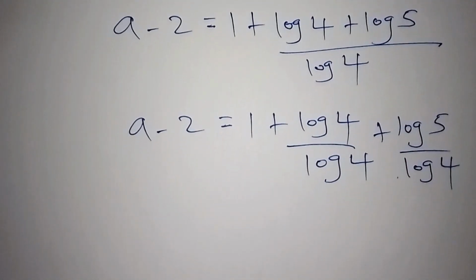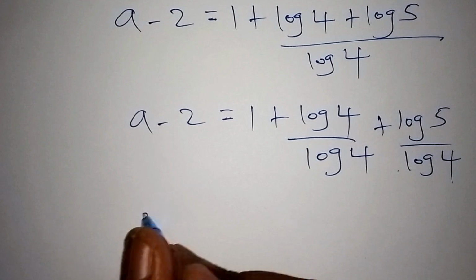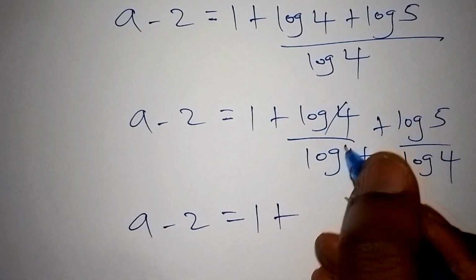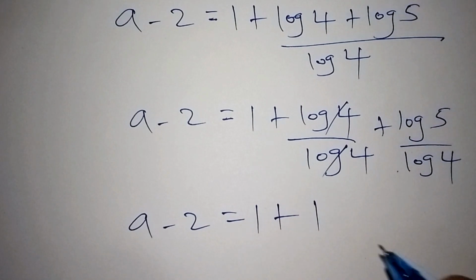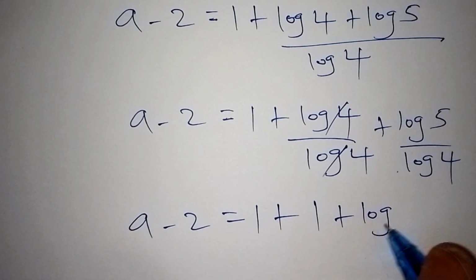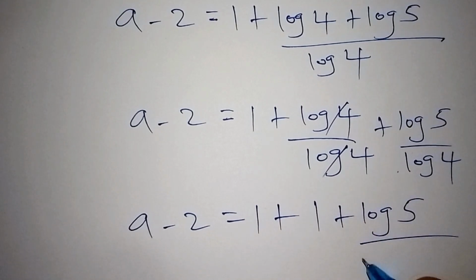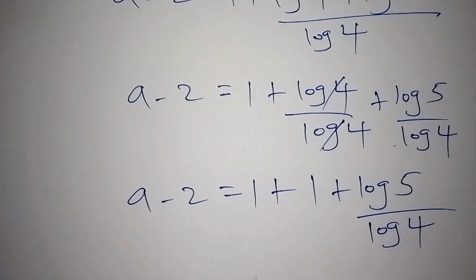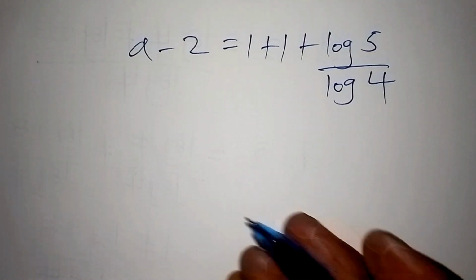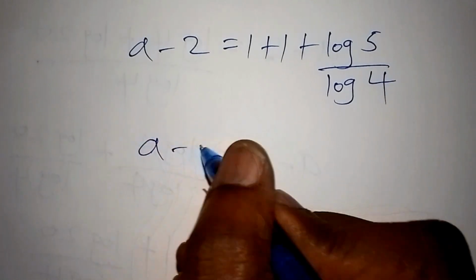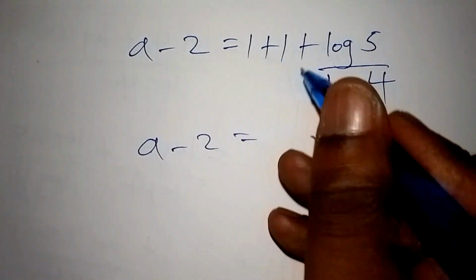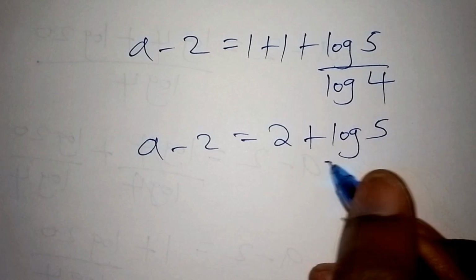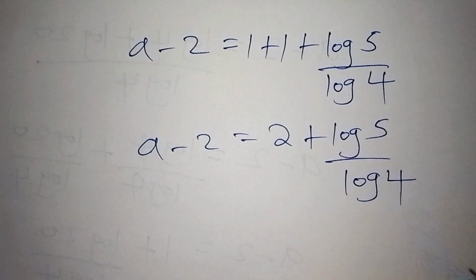So in this case, a minus 2 is equal to 1 plus, the log of 4 and the log of 4 shall cancel, so there shall remain 1 plus the log of 5 all over the log of 4. So we can still write this as a minus 2 is equal to 1 plus 1 is 2 plus the log of 5 all over the log of 4.